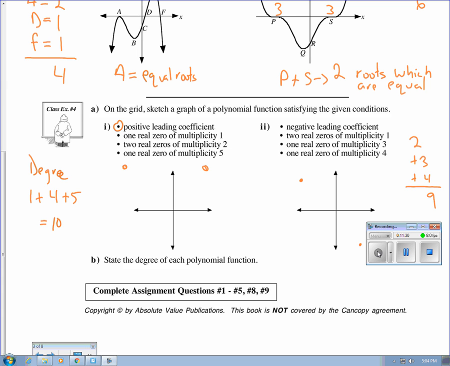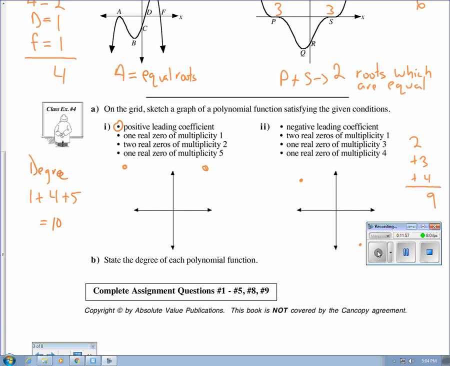Some things you should have learned in graphing. When the degree is even, and I have a positive coefficient, I will start in the upper left-hand quadrant and end in the upper right-hand quadrant. When I have a negative leading coefficient, I will start in the upper left-hand quadrant and descend into the lower right-hand quadrant. And now I've got to deal with my multiplicities and crossing and stuff.